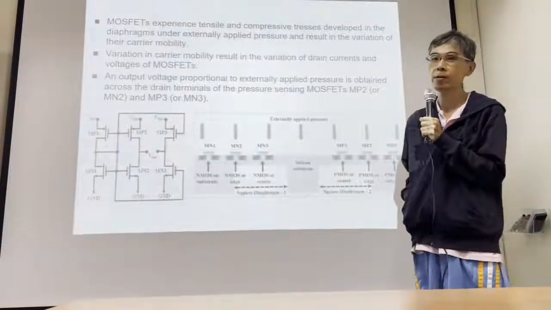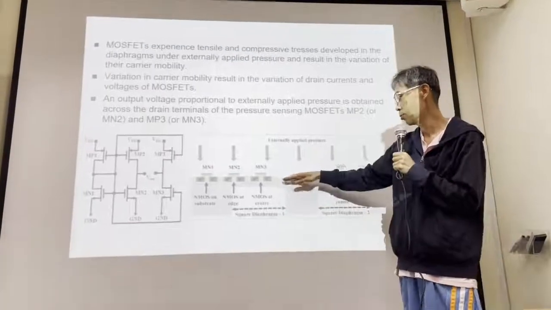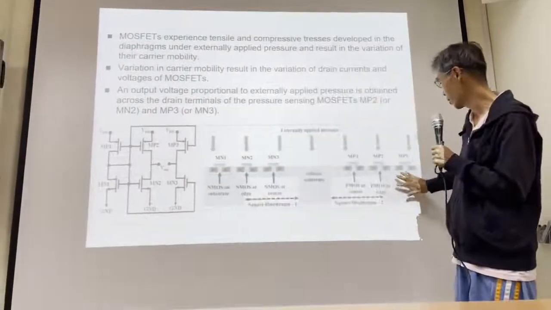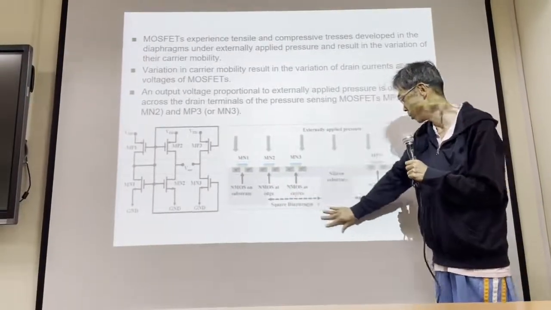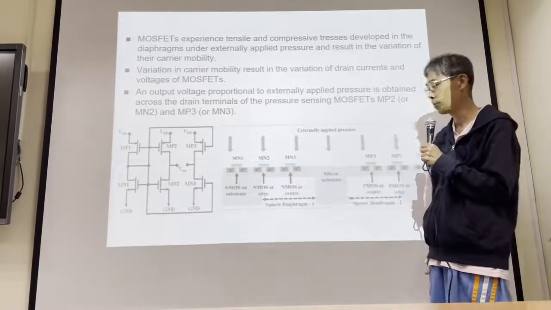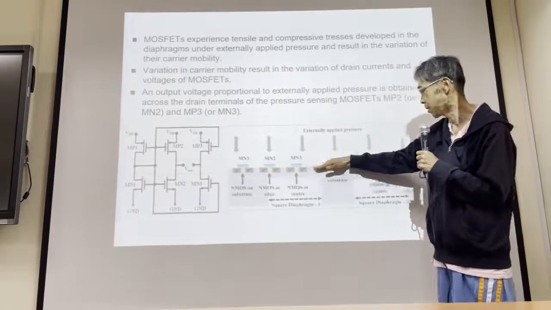Next, for pressure sensor, this is a typical pressure sensor with the substrate and anchor. And we have pressure coming from the cavity below. So this pressure will deform this diaphragm.